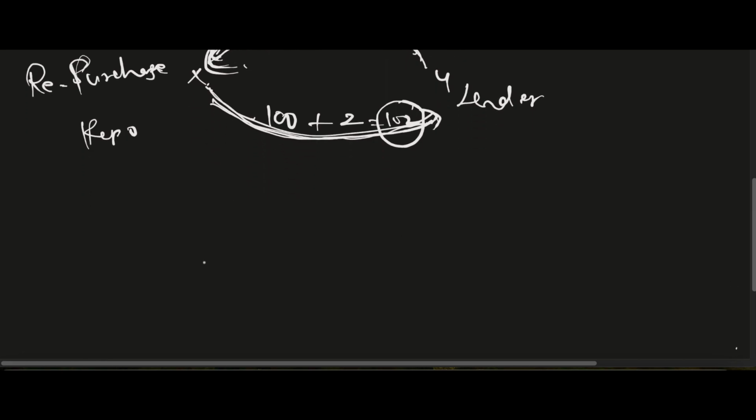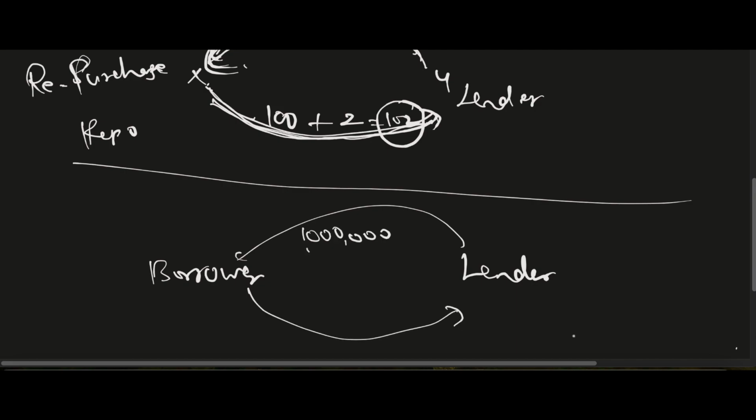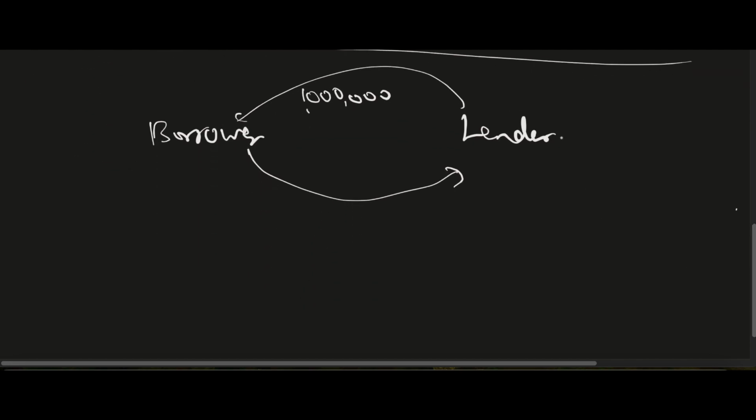So let's say again there is a borrower and a lender. He wants to borrow, let's say, $1 million, and he is supposed to keep, let's say, 103 percent. So what do we mean by that 103 percent? Now we'll see collateral management.